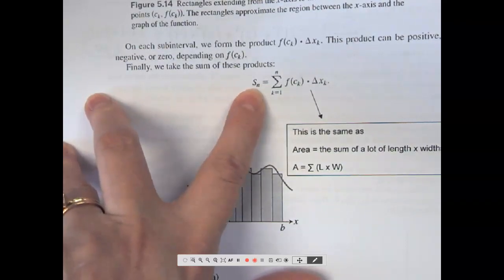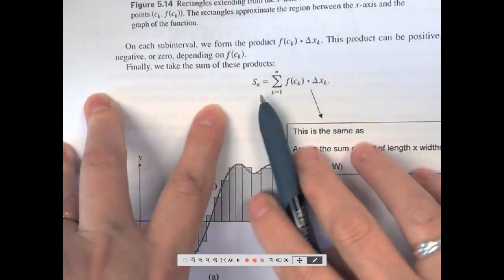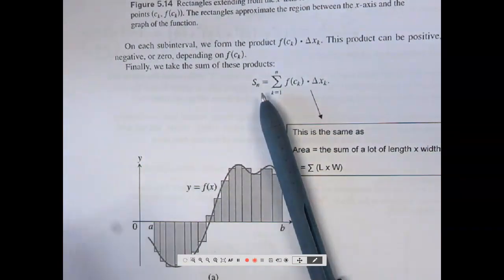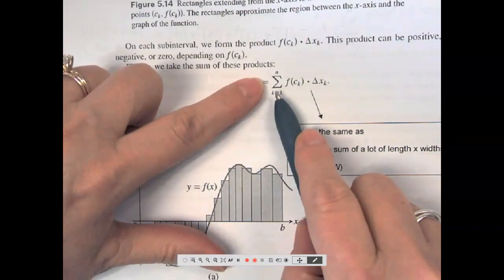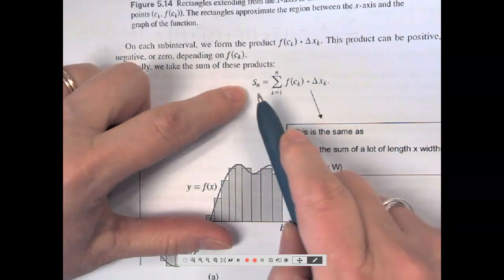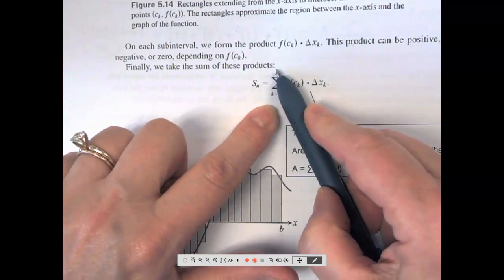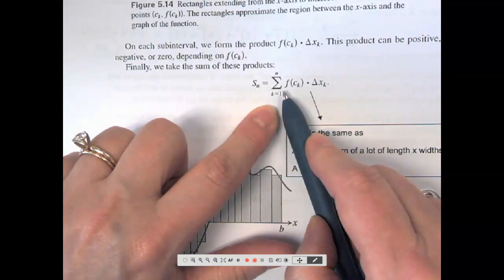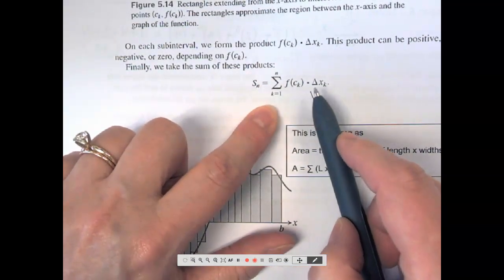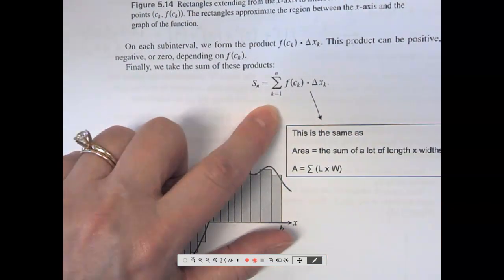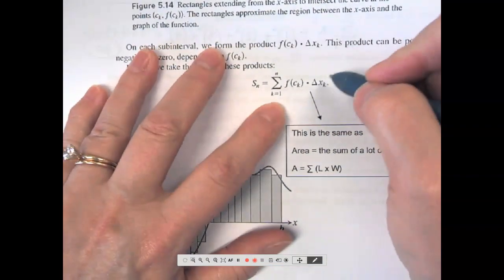Look like anything. Finally, we take the sum of these products. S sub n means sum. Sigma means sum. So the sum equals the sum from 1 to some number of f of c sub k times delta x sub k.